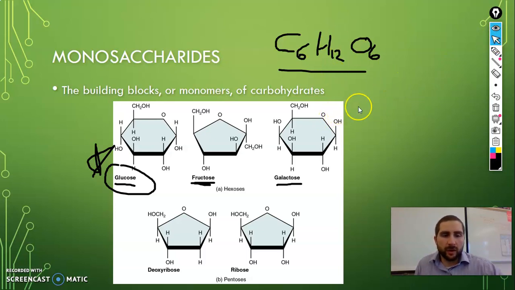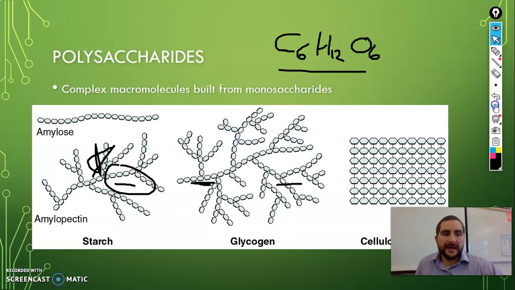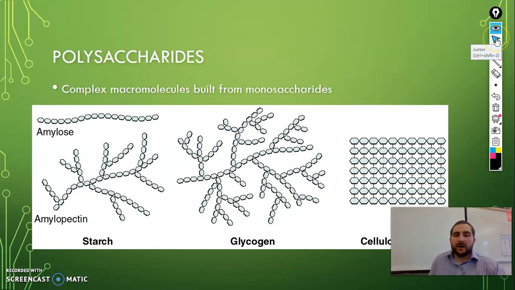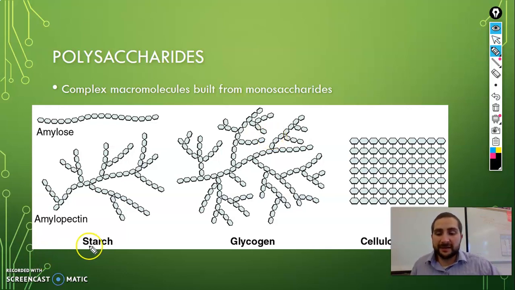So if we move along to our next grouping, that is going to be the polysaccharides. These are our complex molecules built from our monosaccharides. Now, these are the main three that we look at in a biology classroom: starch, cellulose, and glycogen. Starch and cellulose are found in plants. Glycogen is found in animals, like us, humans.